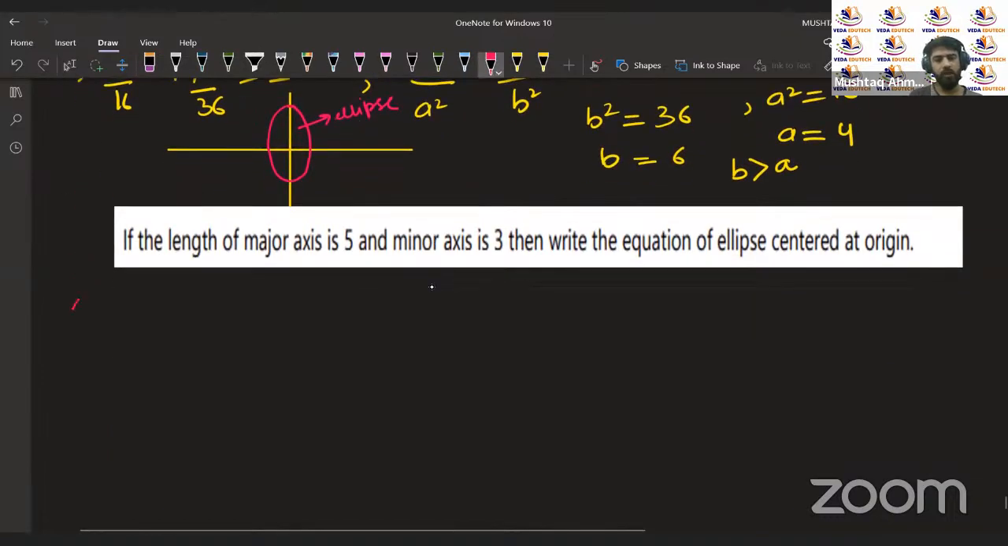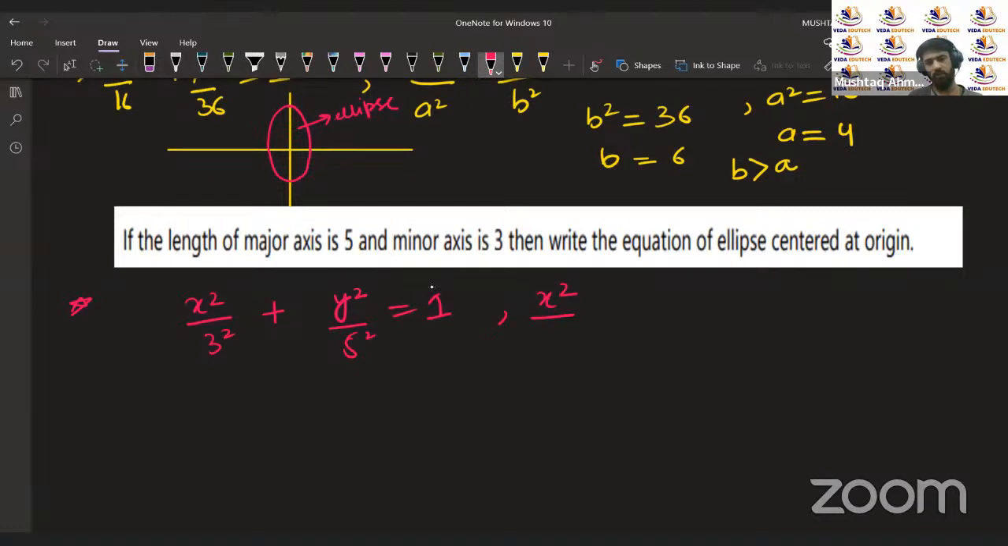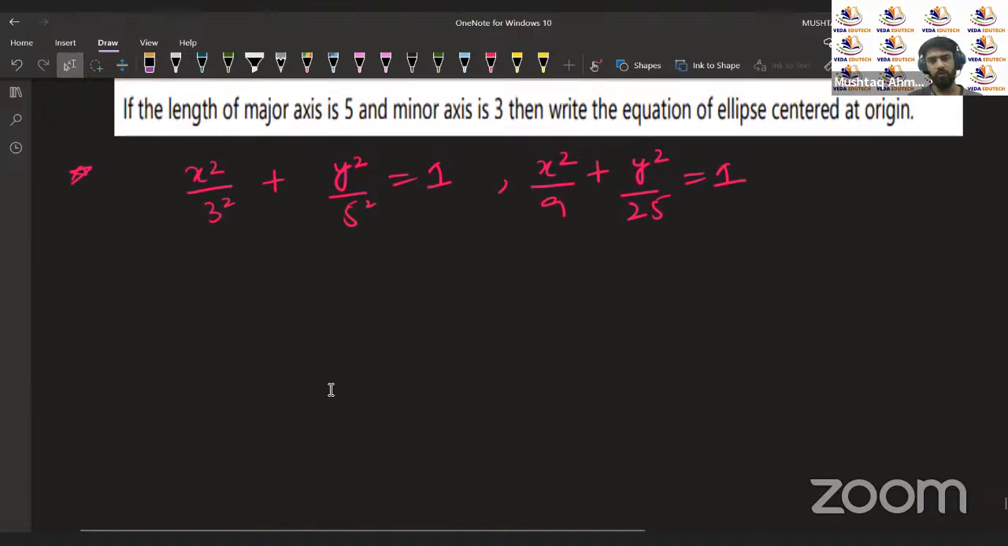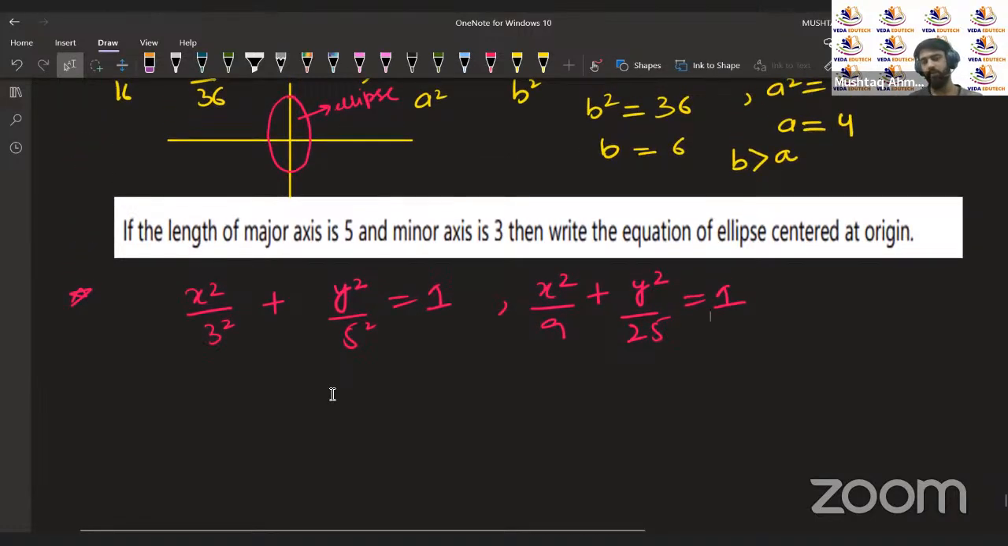Let's move on to the next question. If the length of the major axis is given as 5 and the minor axis is given as 3, write the equation of the ellipse centered at origin. It will be x square upon 3 square, since that is given as 3, plus y square upon 5 square, since that is given as 5, equal to 1. So the standard equation will be x square upon 9 plus y square upon 25 equal to 1.